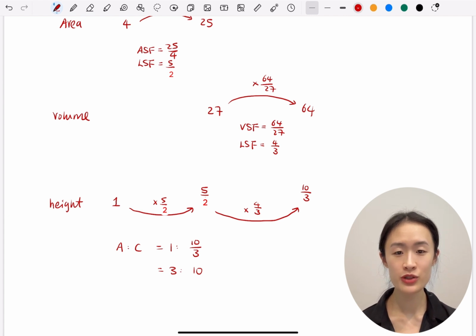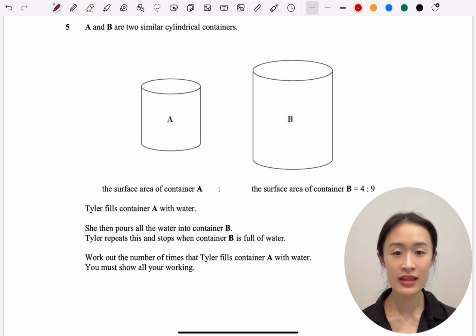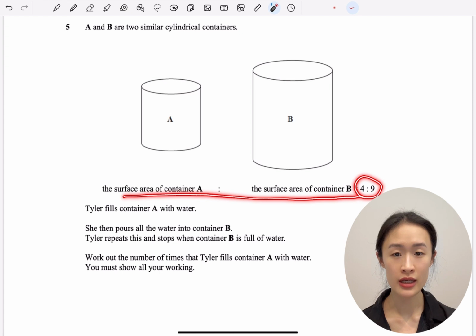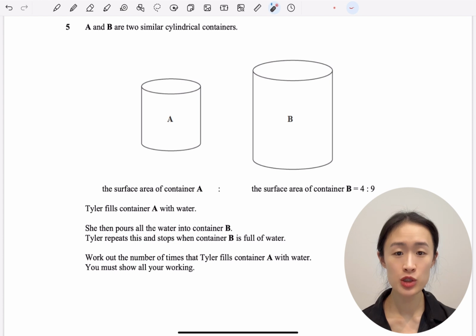Okay, so now let's move on to the next question. And again, in this question, we are given 2 solid shapes, A and B, and we are told that the surface areas are in ratio 4:9. And now Taylor fills shape A with water. She then pours the water from A into B, and then she repeats the process until container B is full of water. And then we want to work out the number of times that Taylor needed to fill container A.